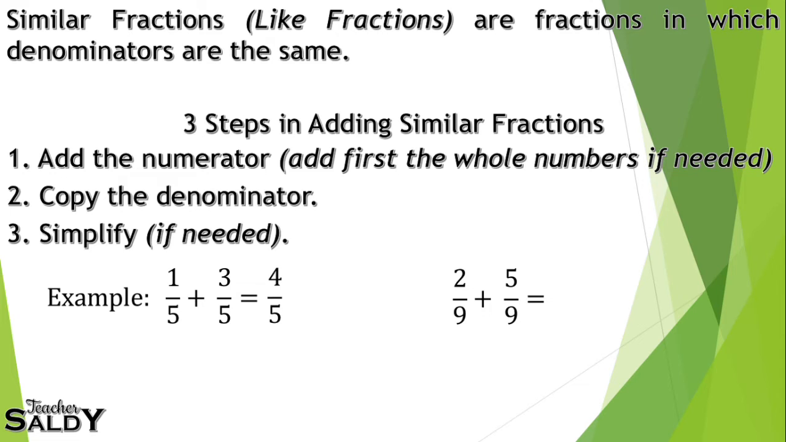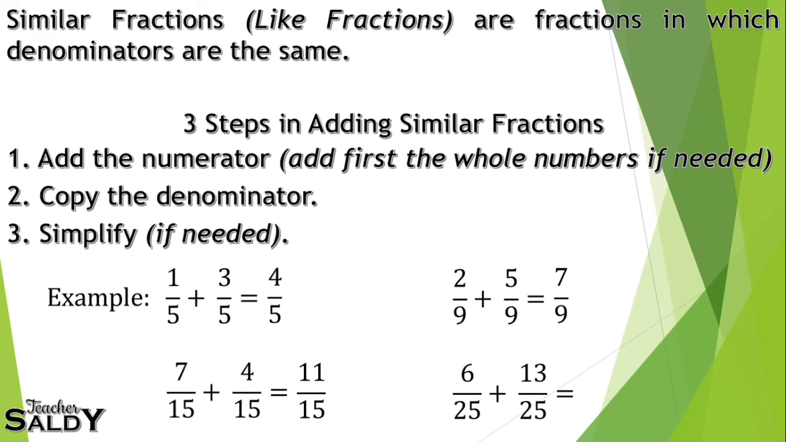2 over 9 plus 5 over 9. You are correct if you answer 7 over 9. 7 over 15 plus 4 over 15. That's correct. 11 over 15. And then lastly, 6 over 25 plus 13 over 25. That equals to 19 over 25.